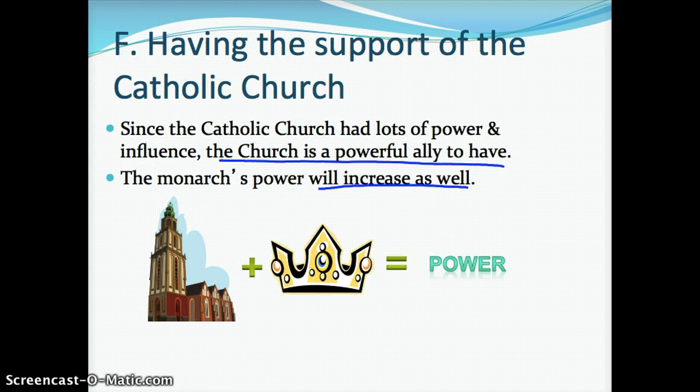Lastly, having the support of the Catholic Church. Why does this matter? Why is this a good thing? Well, back in the Middle Ages, the Catholic Church was extremely powerful. This was a very good ally to have because the church had a lot of influence, a lot of people were Catholic, and it was very powerful. So a monarch who has the Catholic Church on his or her side, that's going to be good because that is a very strong, powerful ally, just like the notes say.